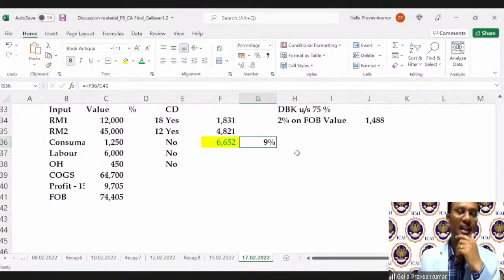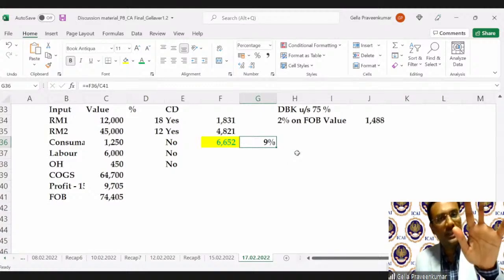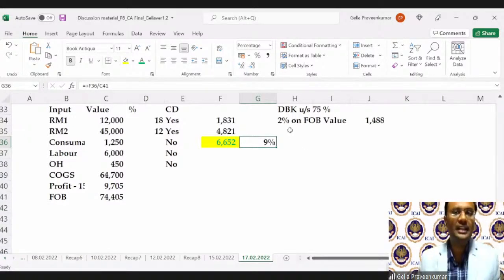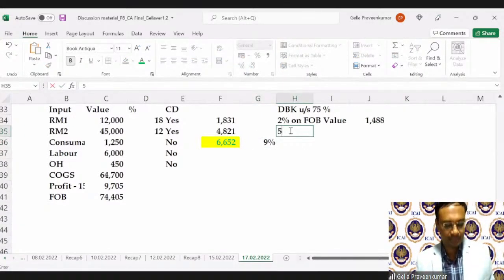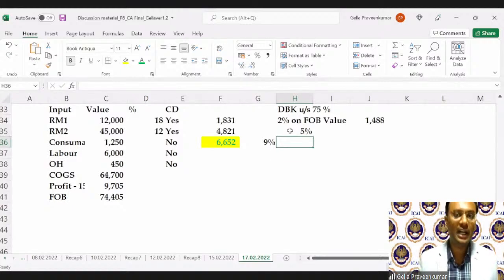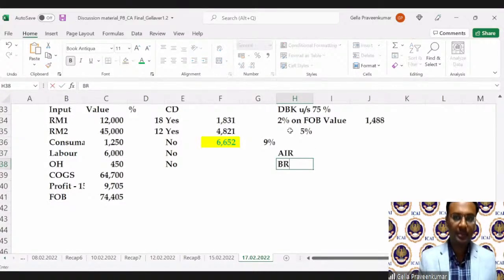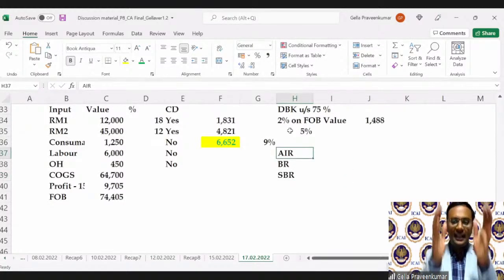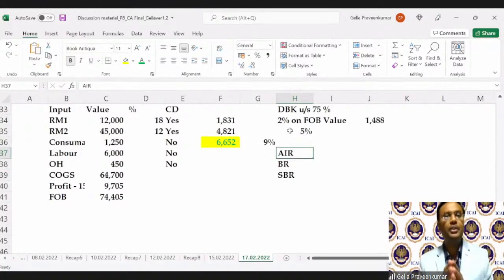Government says, no, your industry rate, like you're into, say, cement manufacturing, looking at your industry, instead of 9%, let me give you 5%. Now, this is how all India rate, brand rate, special brand rate is fixed. AIR, brand rate, special brand rate. What is all India rate? It is in general. So for all the manufacturers you have been operating, they'll give you a standard rate. I need not ask.